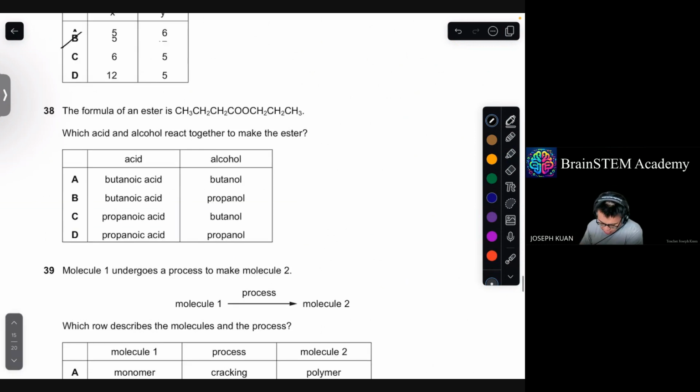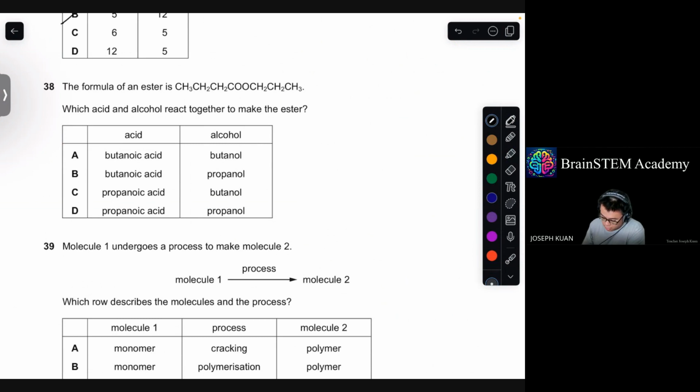Moving on to question 38. The formula of an ester is that thing. Which acid and alcohol react together to make the ester? Now, the strategy here is cut between CO and O. The one with the CO originates from the carboxylic acid. The one with the O originates from alcohols.